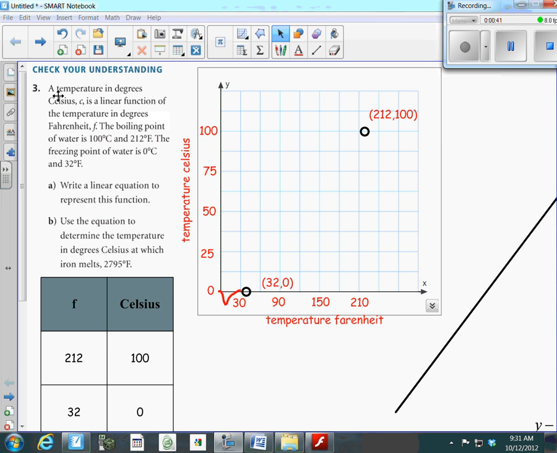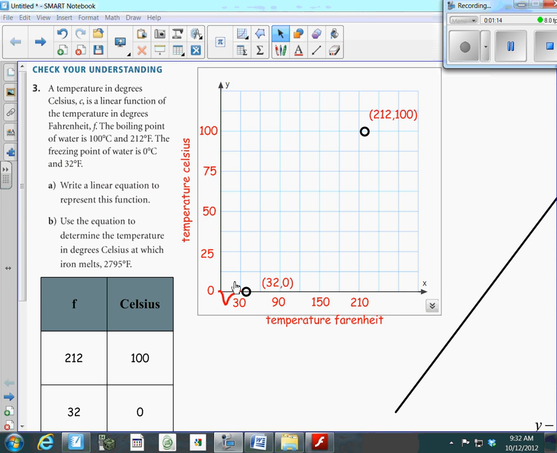Let's read the question again. Temperature in degrees Celsius is a linear function of the temperature in degrees Fahrenheit. The boiling point of water is 100 degrees Celsius and at the same time 212 degrees Fahrenheit. The freezing point of water is 0 degrees Celsius, which is 32 degrees Fahrenheit. So it says Celsius is a linear function of Fahrenheit. So Fahrenheit is the independent variable, and Celsius depends on the Fahrenheit in this situation.